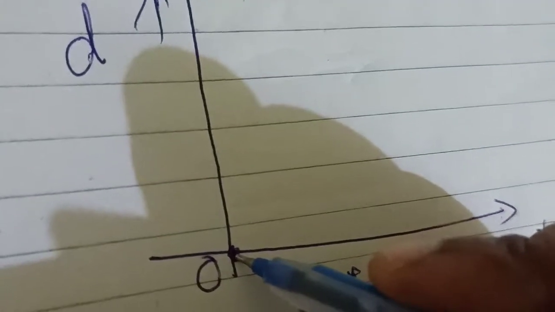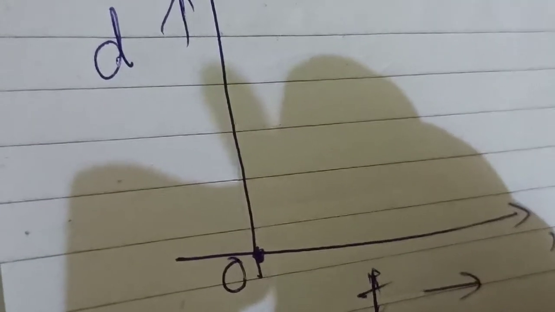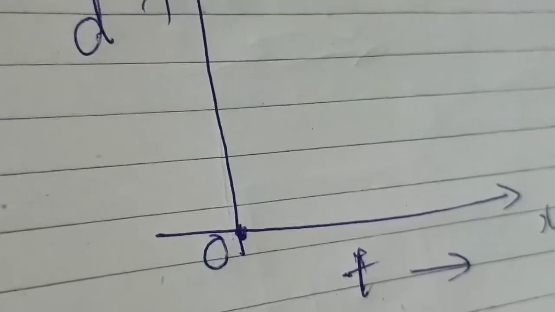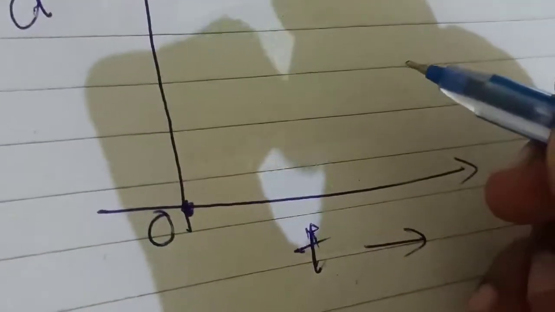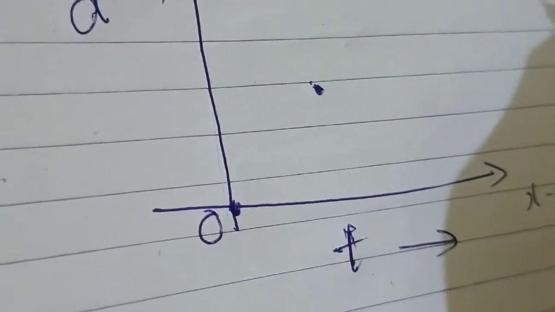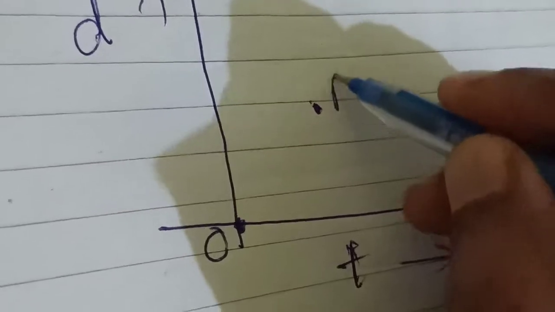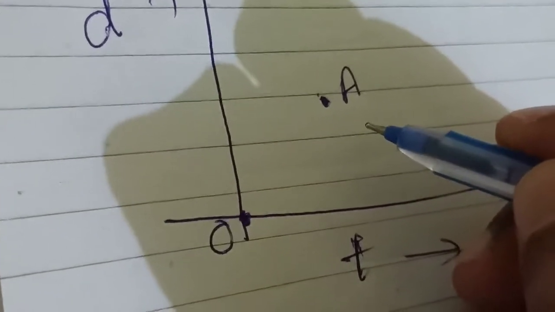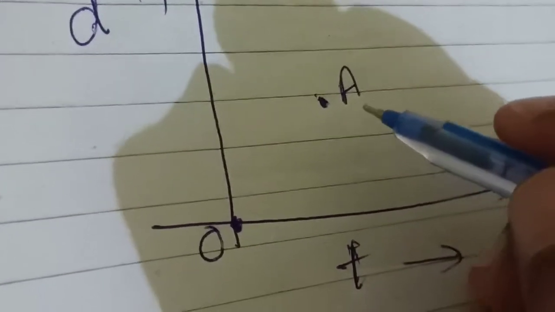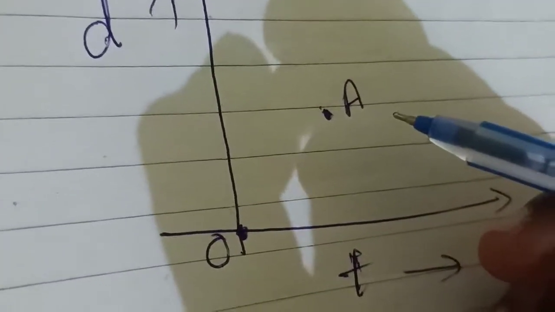Now why do we need the distance time graph? For example, I've taken a random point A. Now if I ask, at point A, what is the speed of the car? The car is moving. So at point A, what is the speed of the car?